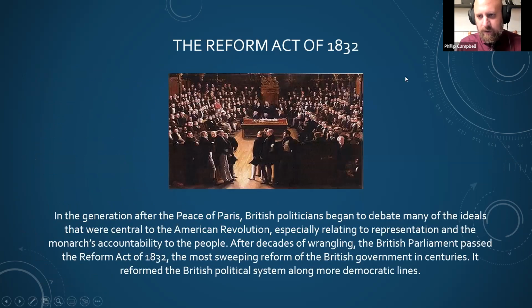Now, a little post-credit scene here. After the war was over, politicians in Britain began debating many of the ideas of the American Revolution in Britain, especially related to representation and the monarch's accountability to the people. After decades of wrangling, the British Parliament finally passed the Reform Act of 1832, which was the most sweeping reform of the British government in centuries, and it reformed the British political system along more democratic lines similar to what we have today.